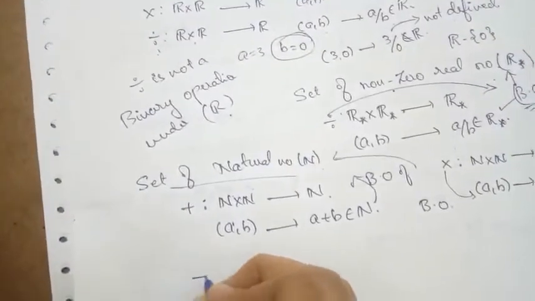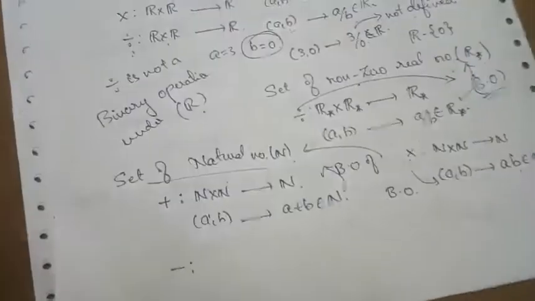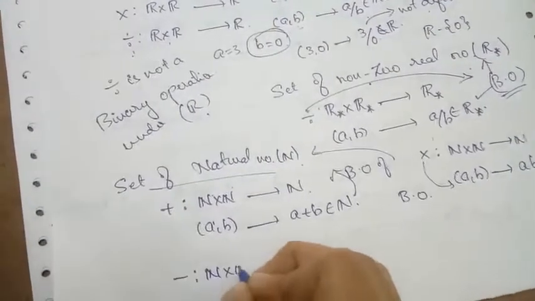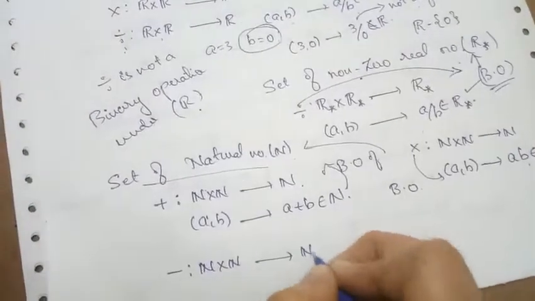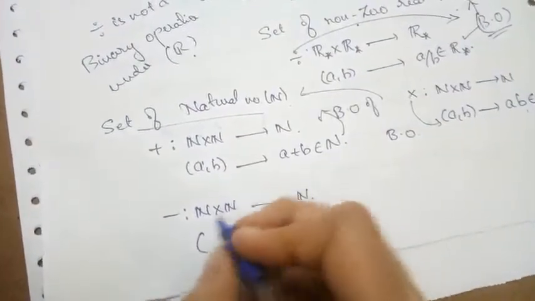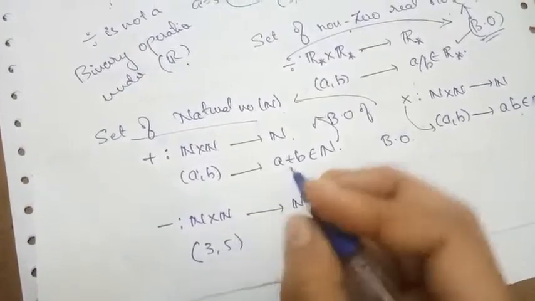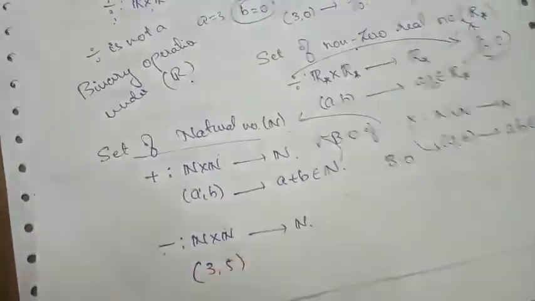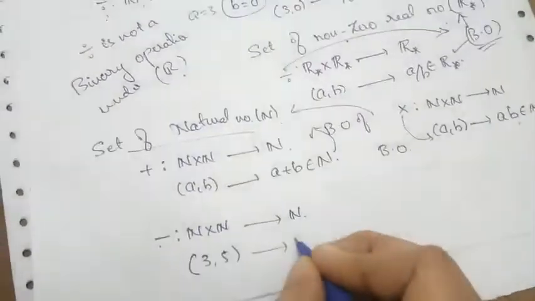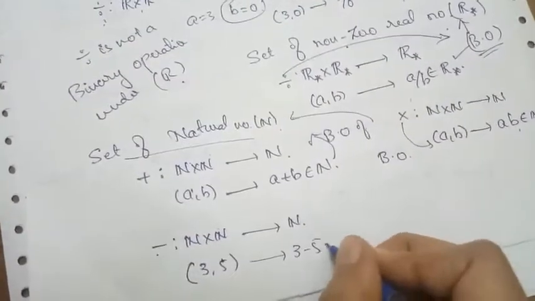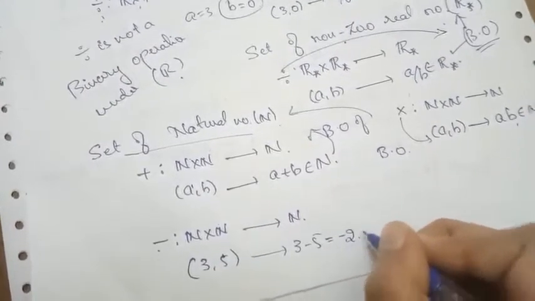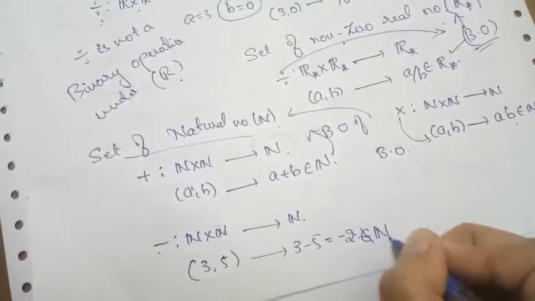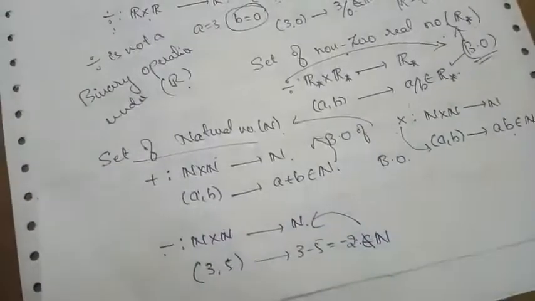So now let us see what about subtraction and division. It is defined from the set of natural numbers to natural numbers. Suppose I take an element, say (3, 5). Obviously 3 is a natural number, 5 is a natural number. What is the operation defined here? 3 minus 5. So 3 minus 5 is nothing but minus 2. Does minus 2 belong to the natural numbers? No. Here minus 2 does not belong to the natural numbers.